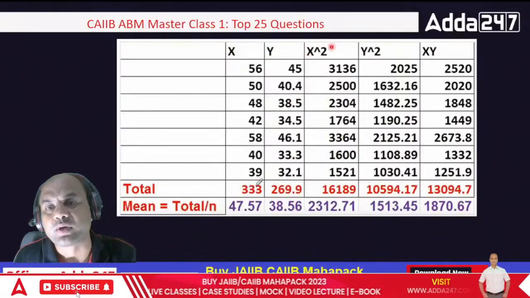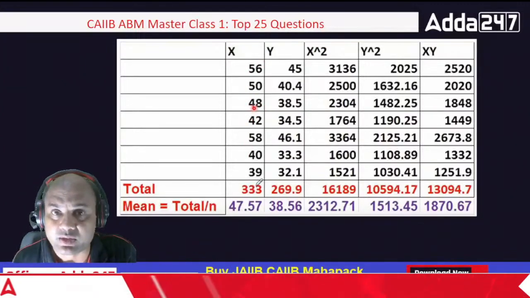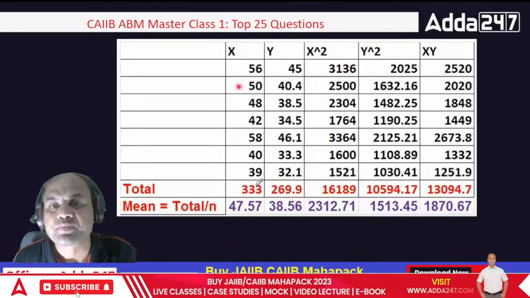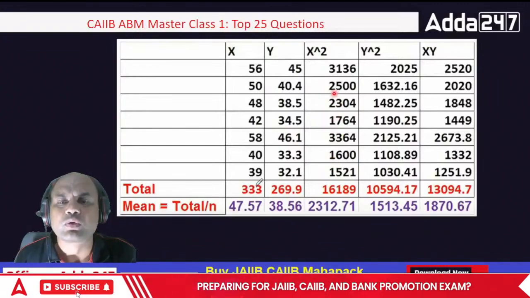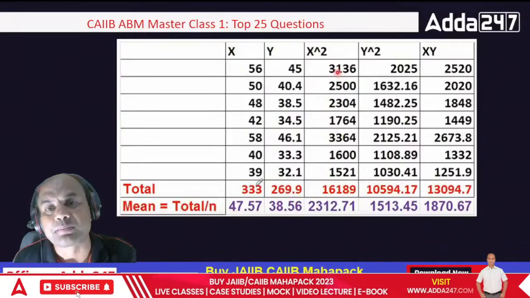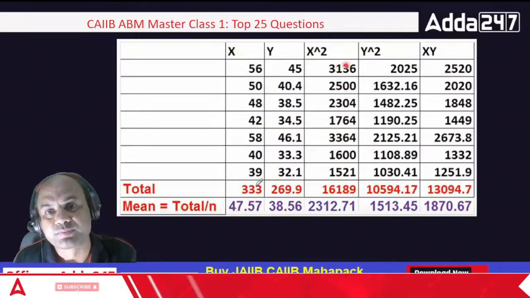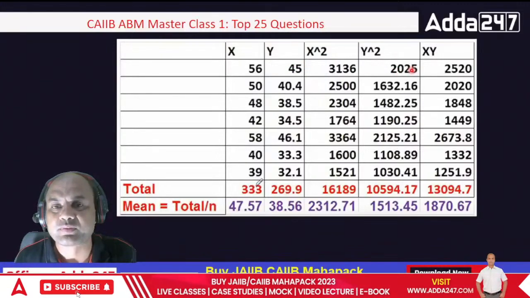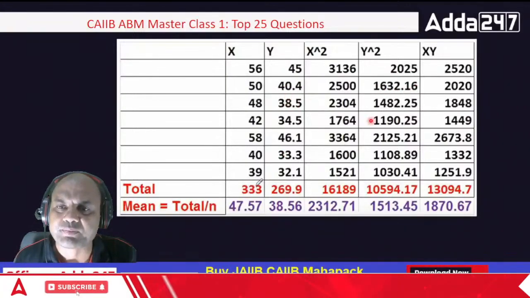After this, you find x square. X square means square all these numbers. Now it's difficult, but you have to do it. So 56 square is 3136, 50 square 2500, 48 square 2304, and all of them. Do it on the calculator. Never try to apply your own brains in calculations because we have a lot more things to do. Then y square. 45 square is 2025. Then 40.4 square is 1632.16, and all of them.